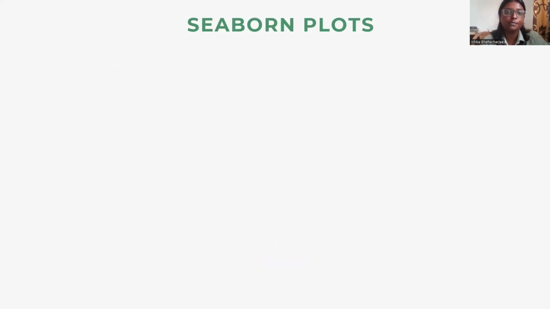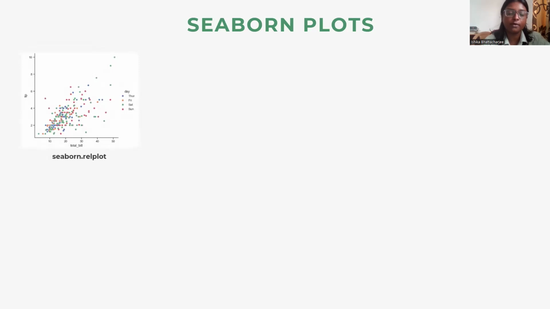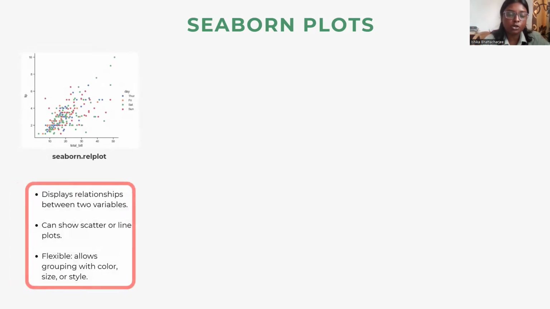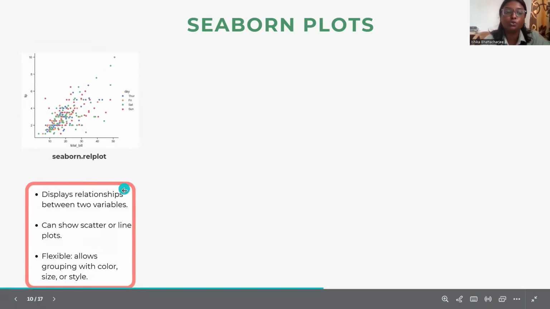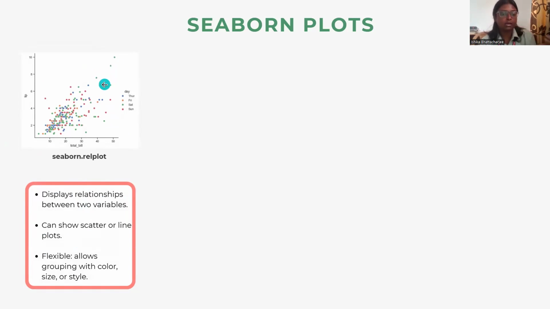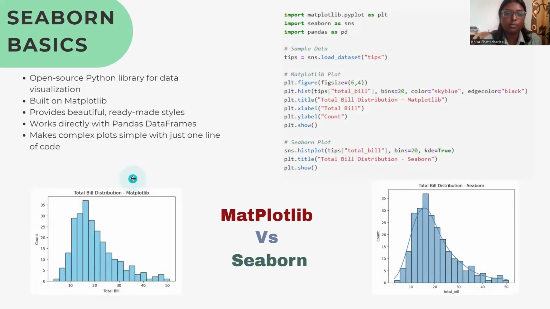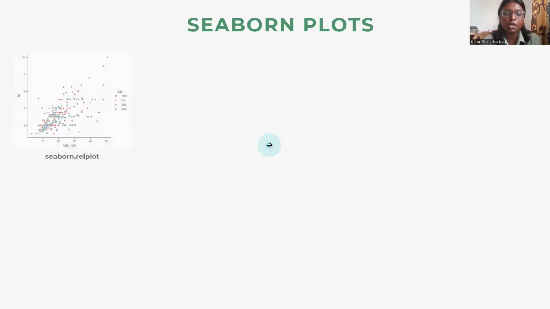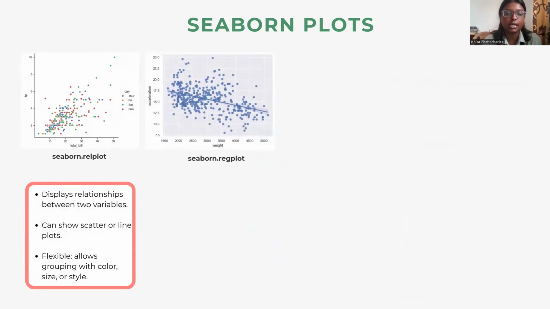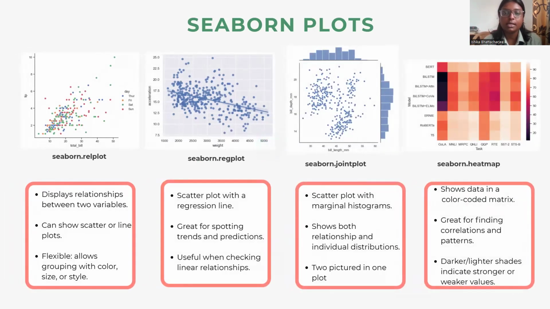Now, moving forward, let's see some of the Seaborn plots we have in the library. This is Seaborn relplot. This graph shows the relationship between two variables. It shows the scatter or line plot, and this allows grouping with color, size, and style. So there are more charts. Let me just get all the charts on the screen. Here, Seaborn allows you to have all these charts with just a single line of code.